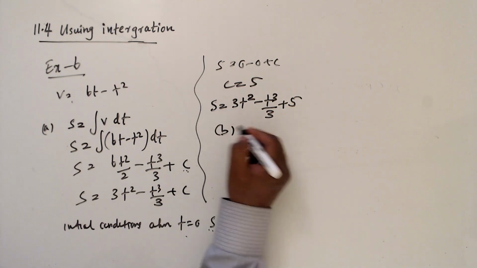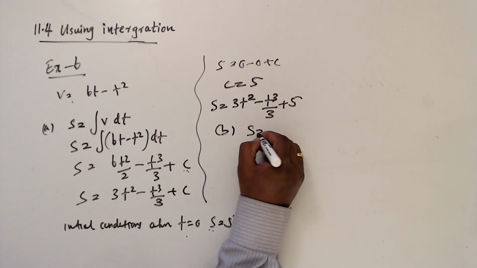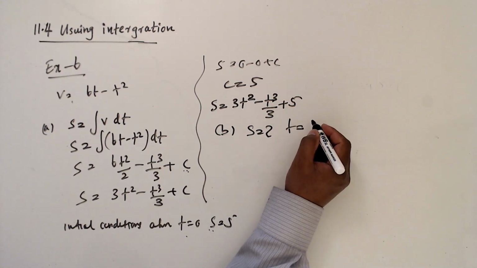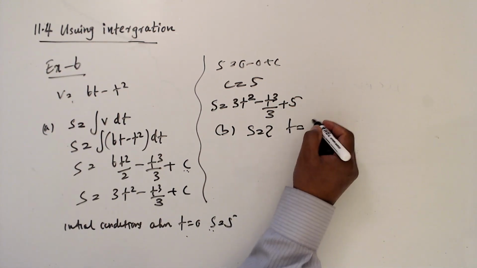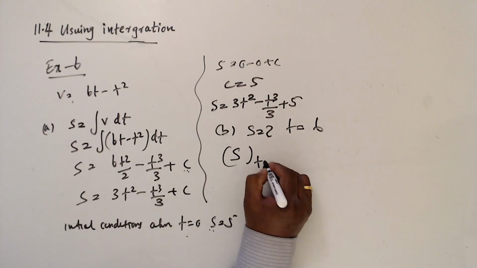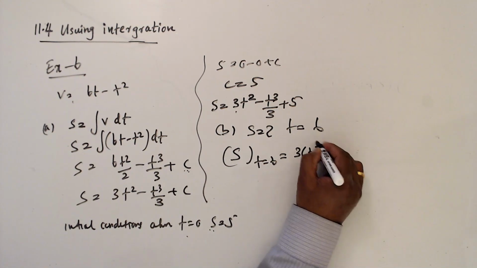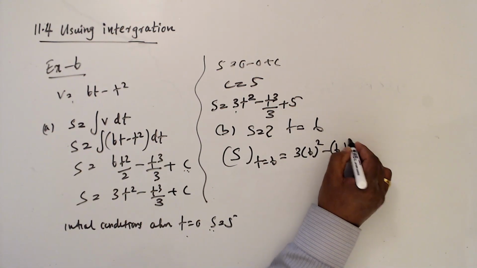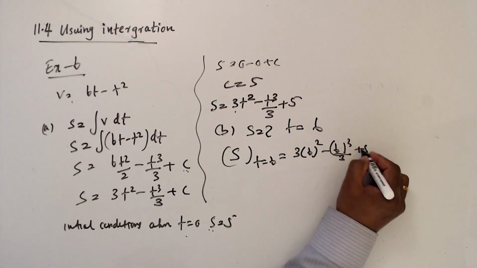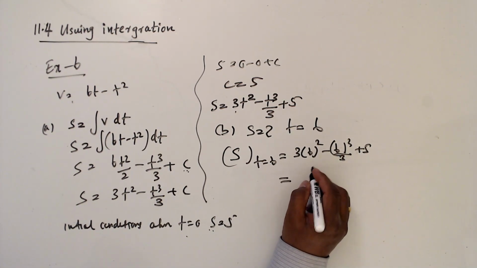Part B, we need to find the s value when t equals 6. So then we have to substitute. So s when t equals 6 equals 3 times 6 square minus 6 cube over 3 plus 5. So this value will give 41 meters.